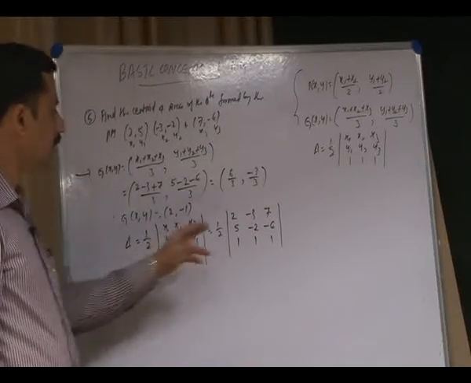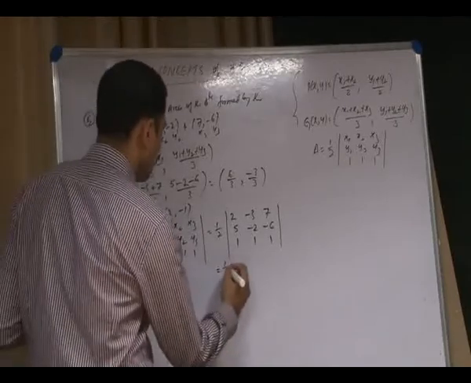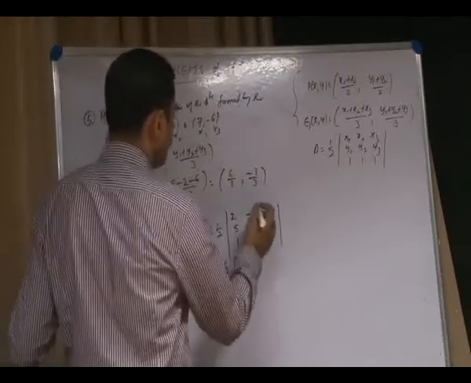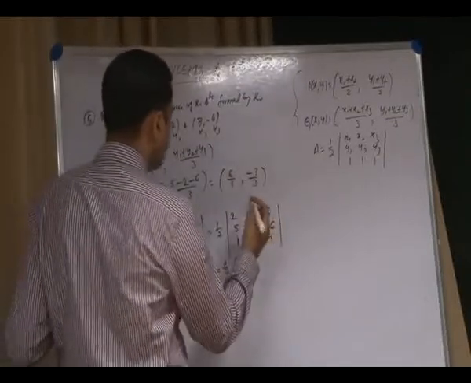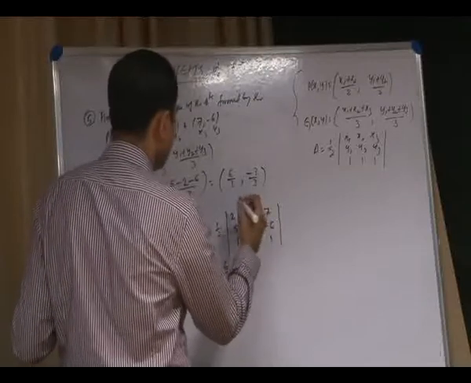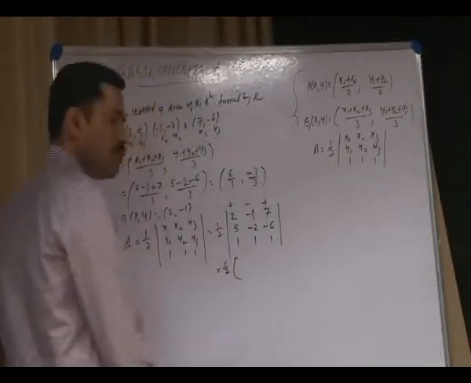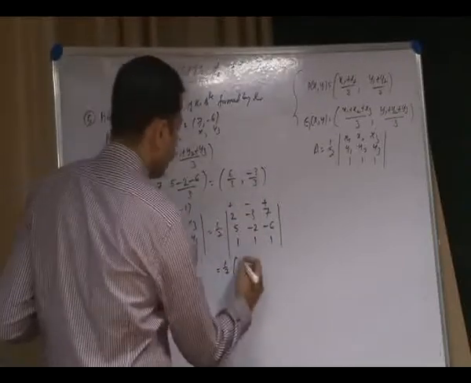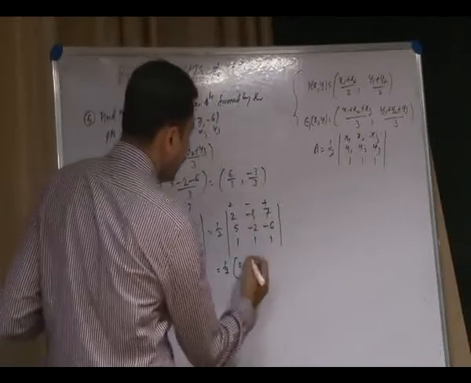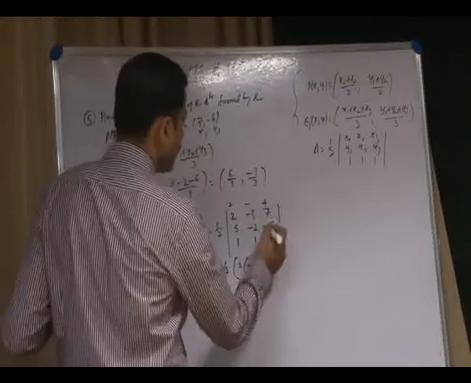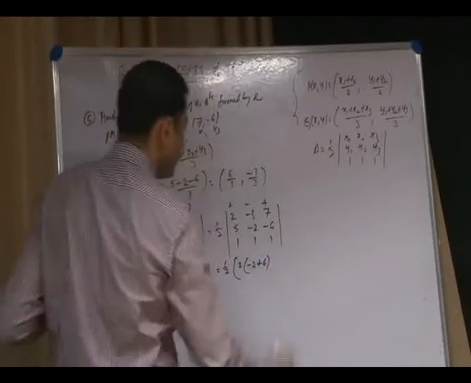So, by expanding this determinant we get the area of the triangle. That is given by half into, so here the expansion of the determinant is known to you, that you discussed in the algebra of determinants. For this I will write the sign convention: first element is plus, second element is minus and third element is plus only. So, here 2 into, eliminating the first row and first column, we get minus 2 into 1 is minus 2, minus 6 into 1 is minus 6. So, minus of minus becomes plus 6 here.